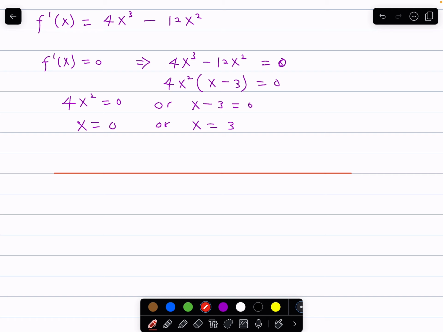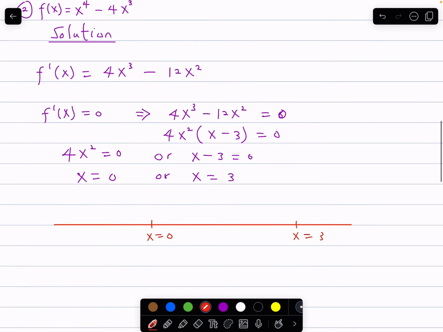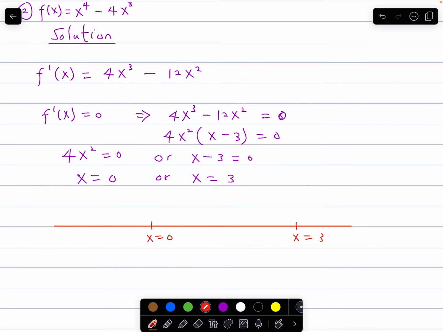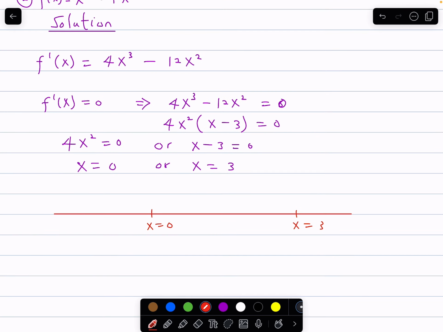Okay, that's the next step. You draw the number line. So this x is equal to 0 and this x is equal to 3. So 0 and 3 divides the number line into 3 parts, right? For each of those 3 parts, I'm going to pick a number in each of those intervals, and then plug it into the first derivative and see if it's greater than 0 or less than 0.